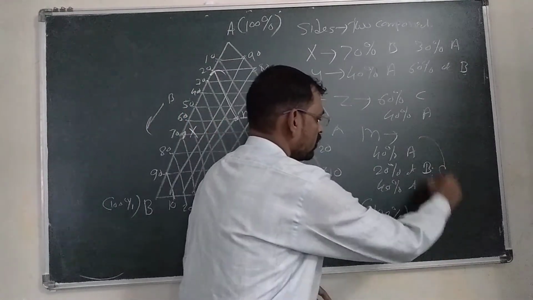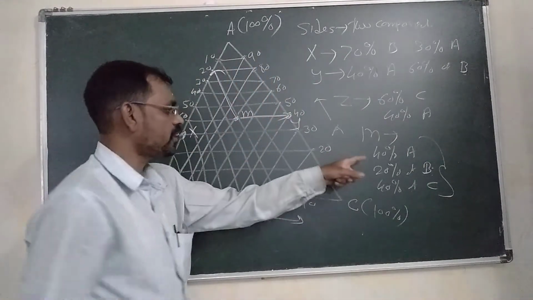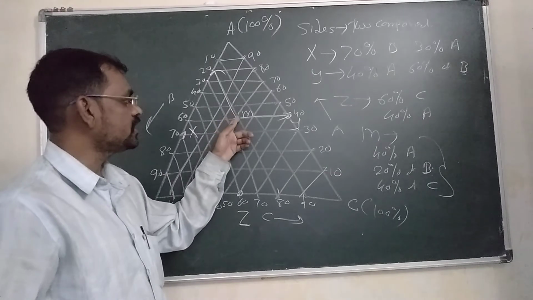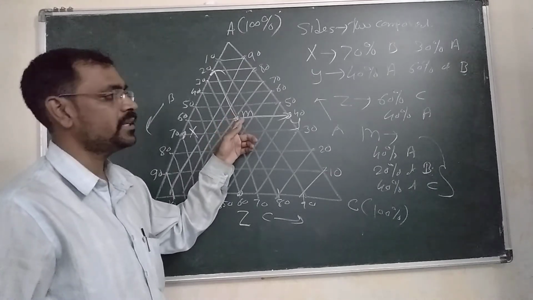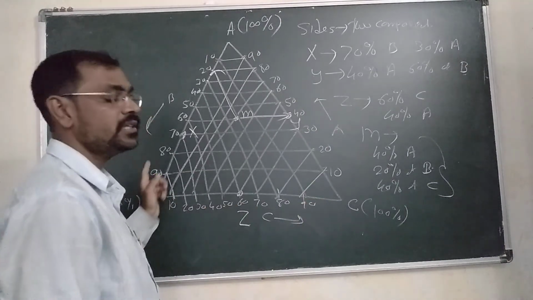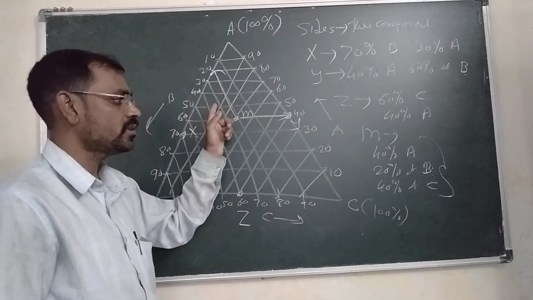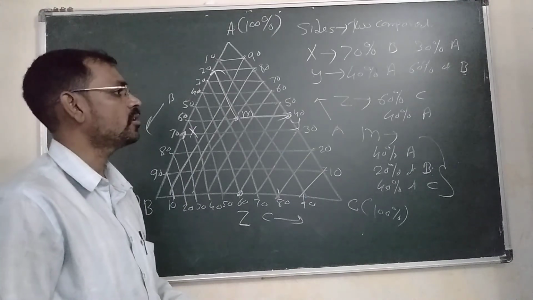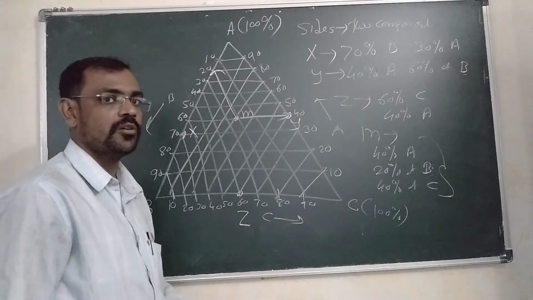So the M point represents this. Any point which is lying inside represents the composition of the three phases, and any point lying on the sides represents the composition of the two phases. So that is all about the triangular phase diagram, that is, the three component system.